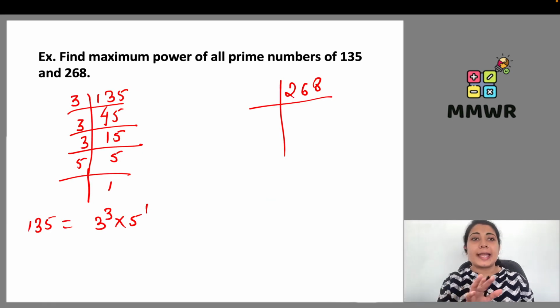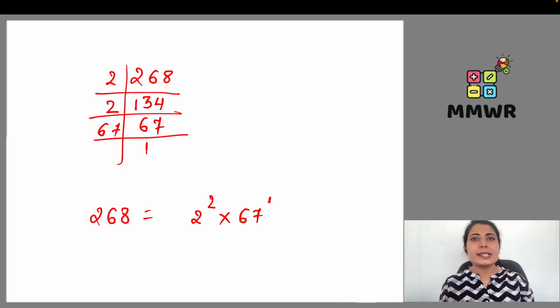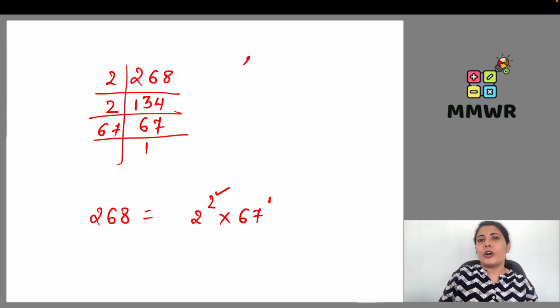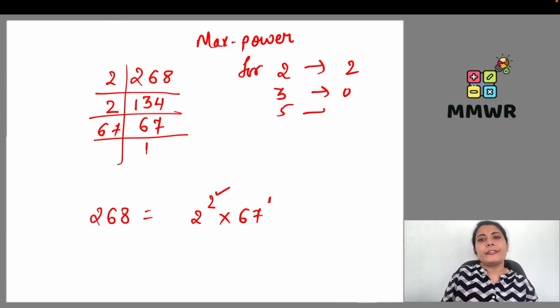So if they ask us to express this 268, or give the maximum power of 2 while expressing 268, what is the maximum power of 2 here? 2 is the maximum power for 2. For 3 the maximum power is 0. For 2, maximum power is 2. For 3 it is 0. Even for 5 also it is 0. For 7 also it is 0. For 11 also it is 0.